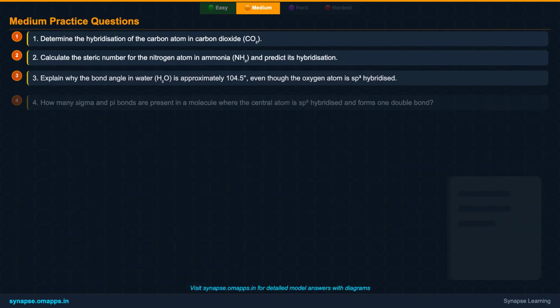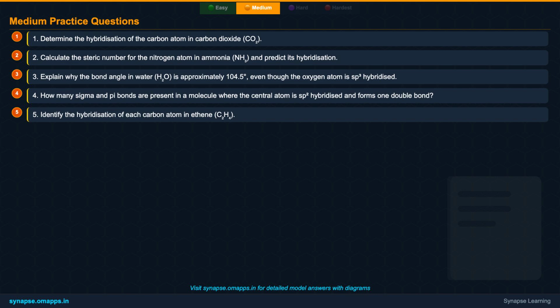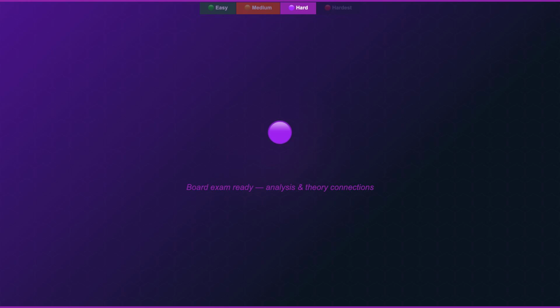Now, challenge yourself with these medium-level questions. Apply the steric number method and your understanding of orbital mixing. Take your time, and good luck. Ready for a deeper dive? Let's connect hybridization with molecular geometry and explore more complex scenarios.